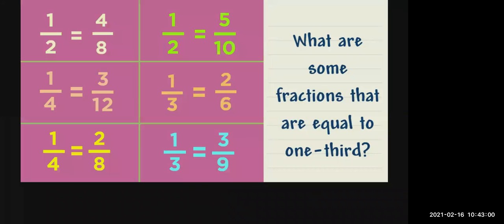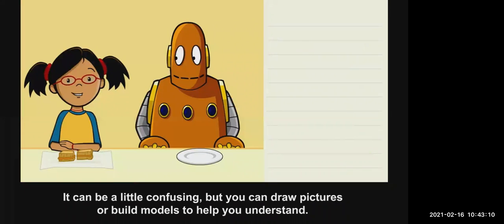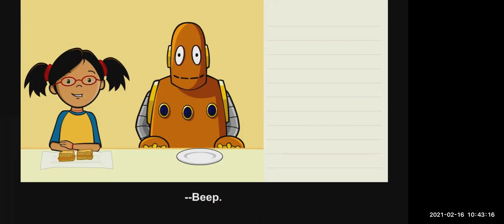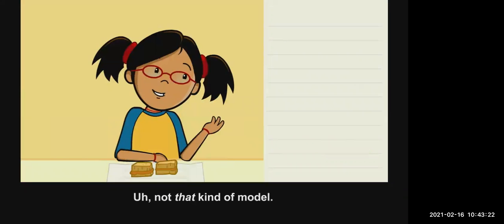Okay. Equivalent fractions can show the same amount using different numerators and denominators. It can be a little confusing, but you can draw pictures or build models to help you understand. Not that kind of model.